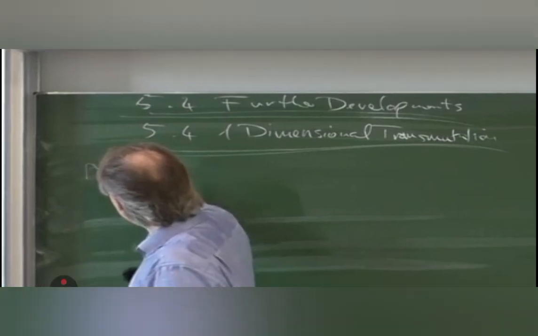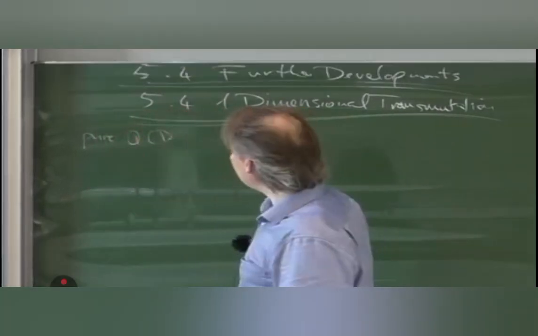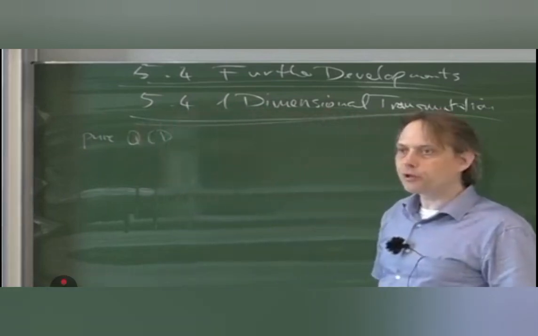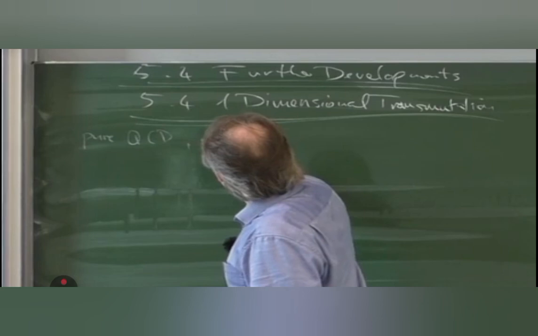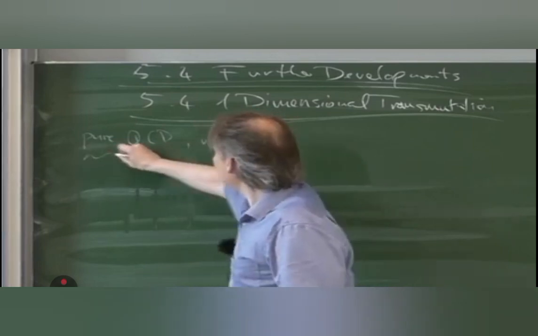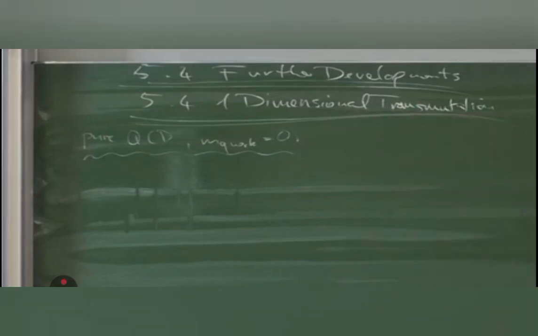But a very important application, namely pure QCD, the strong interaction theory, the theory of quarks and gluons with SU(3). Let us set the quark mass to 0. That means pure QCD, corresponding to the idea that the quark masses will arise from electroweak theory.